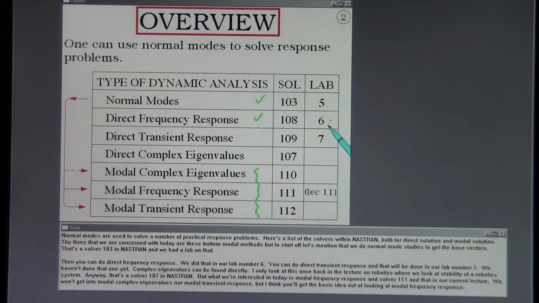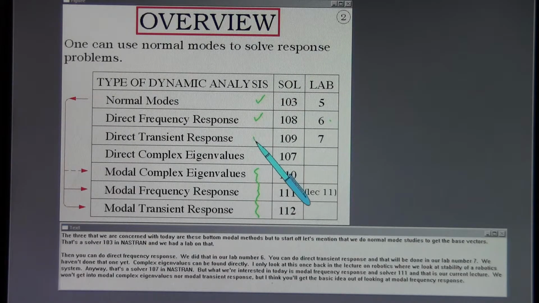You can do direct transient response, and that will be done in our lab number 7. We haven't done that one yet. Complex eigenvalues can be found directly. I only look at this once back in the lecture on robotics, where we look at stability of a robotic system. Anyway, that's solver 107 in Nastran. But what we're interested in today is modal frequency response and solver 111, and that is our current lecture.